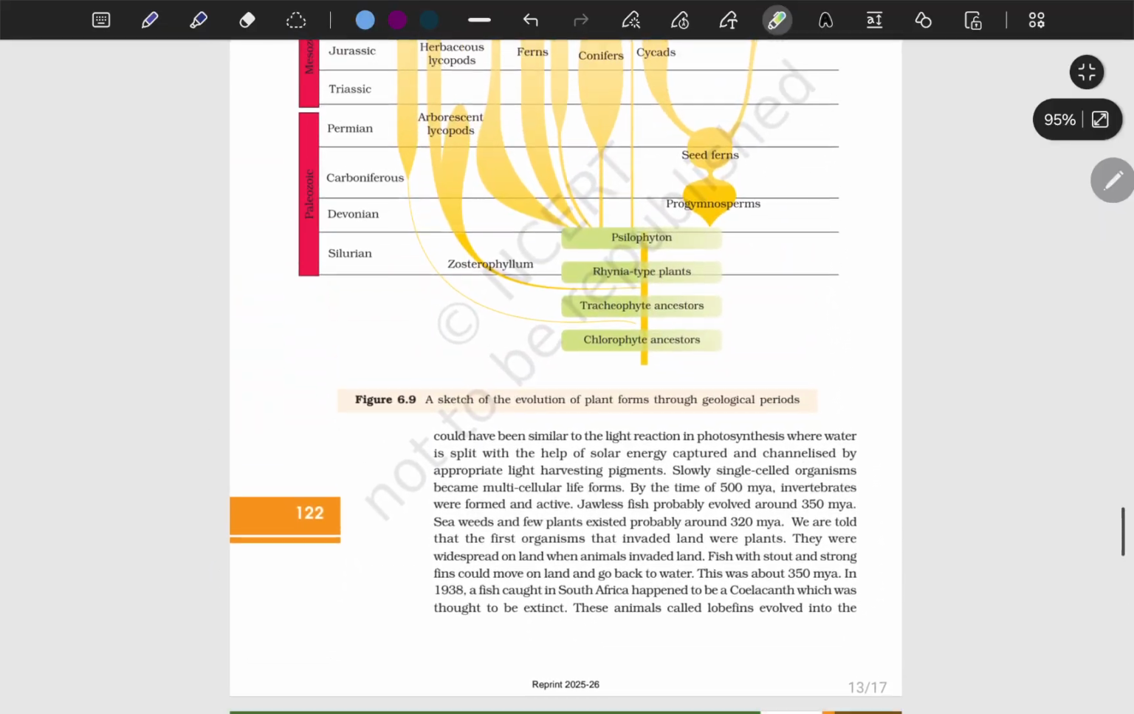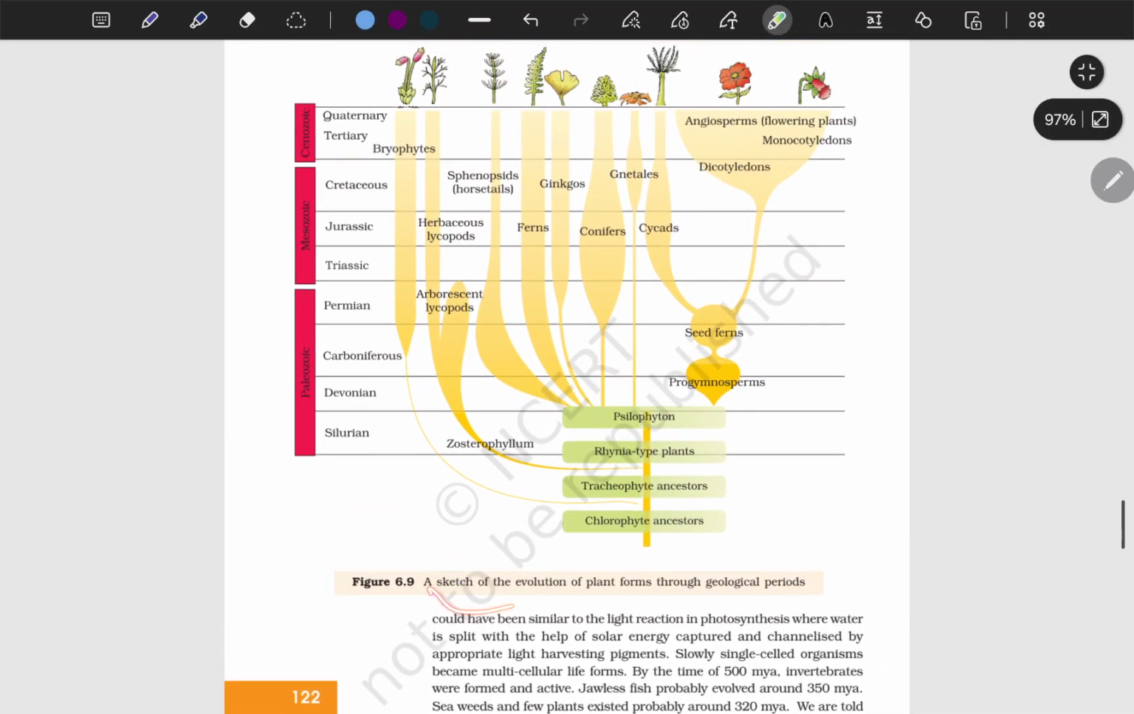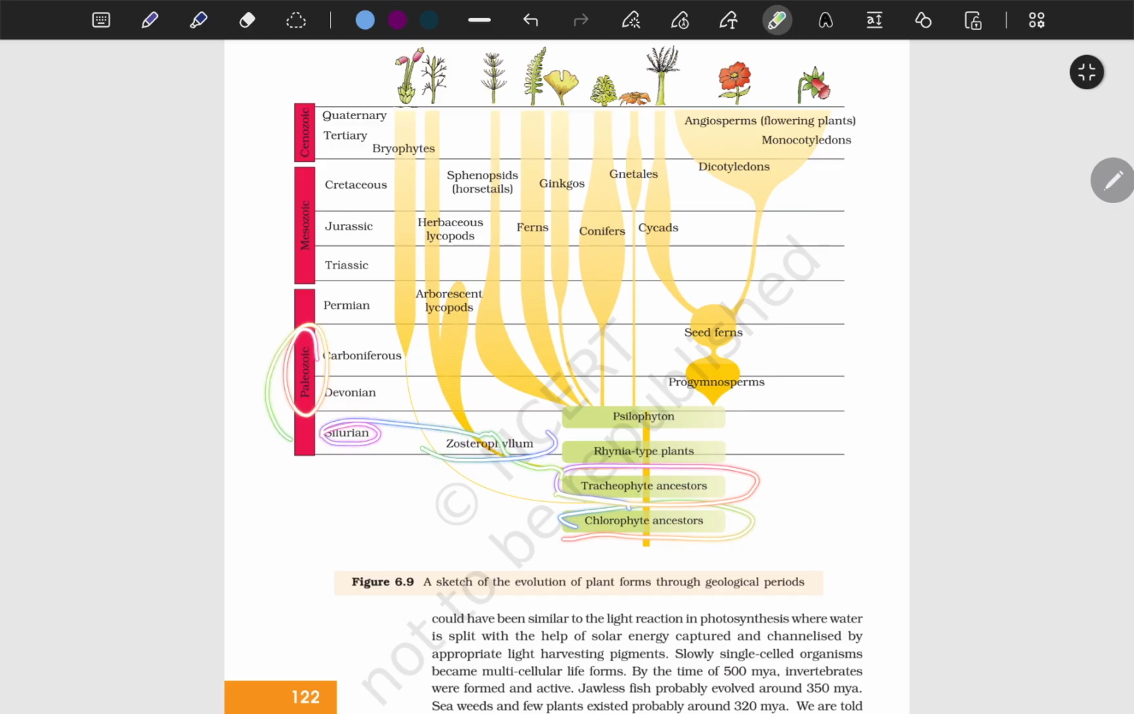Let's see the diagrams. Sketch of the evolution of plant forms through geological periods. So first the chlorophyte ancestors developed. These give rise to the bryophytes in the Quaternary or the Tertiary period, in the Cenozoic era. Then the chlorophyte ancestors give rise to the pteridophyte ancestors. These pteridophyte ancestors in the Silurian period, in the Paleozoic era, give rise to the Zosterophyllum.